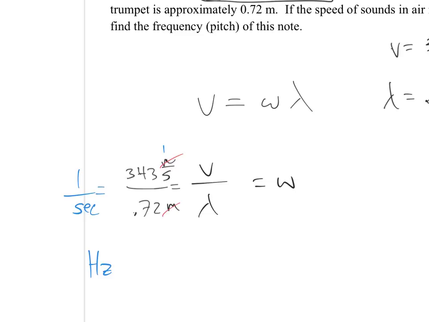What number do you get for 343 over 0.72? 476.4. All right, 476.4 hertz. So what does that mean? Ready? This is kind of wild to think about. It means that when you produce this sound on your instrument, the vibrations occur at a rate of 476 vibrations every second.